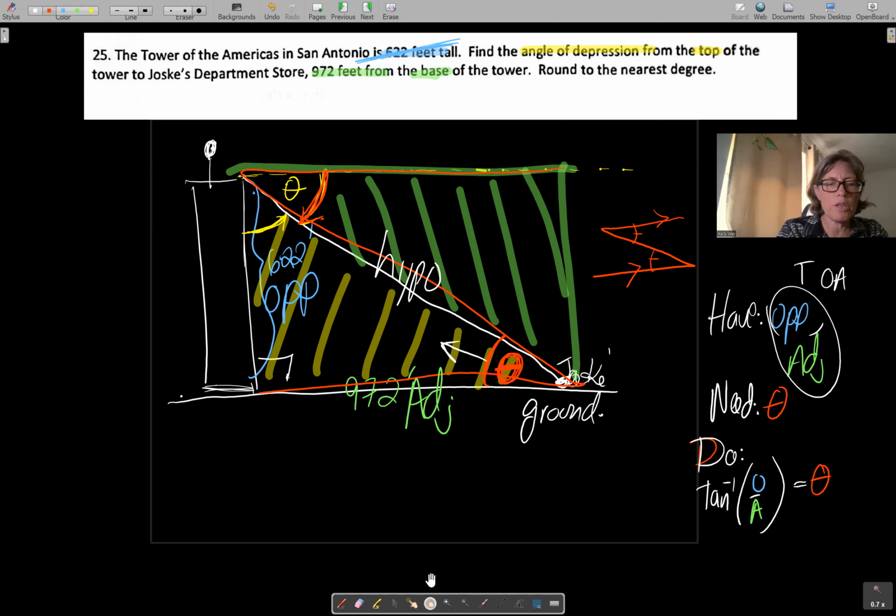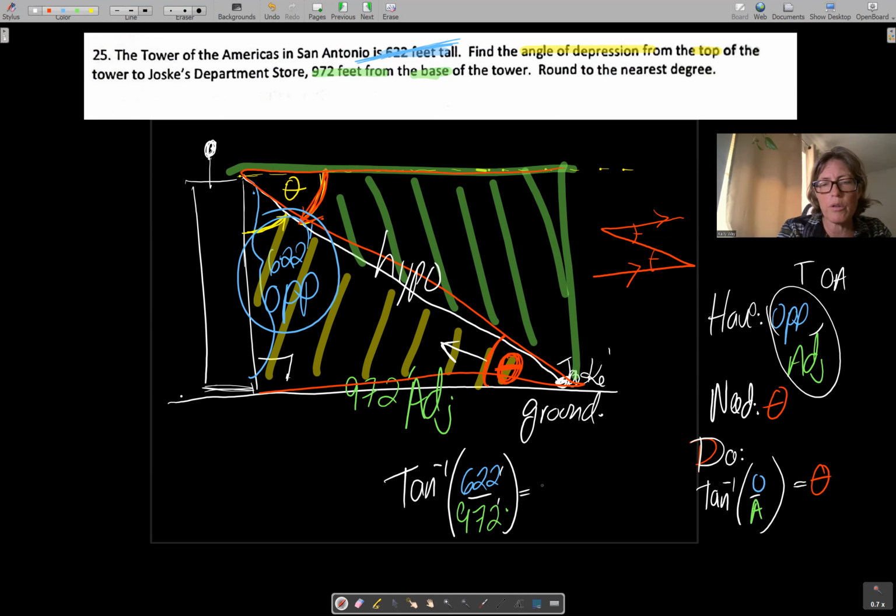So plugging our numbers in, we have inverse tan, parentheses, opposite, 622, over adjacent, 972. Check units, they're both feet, so we don't have to worry about converting units. And that's going to give you your angle theta. Wants you to round to the nearest degree.